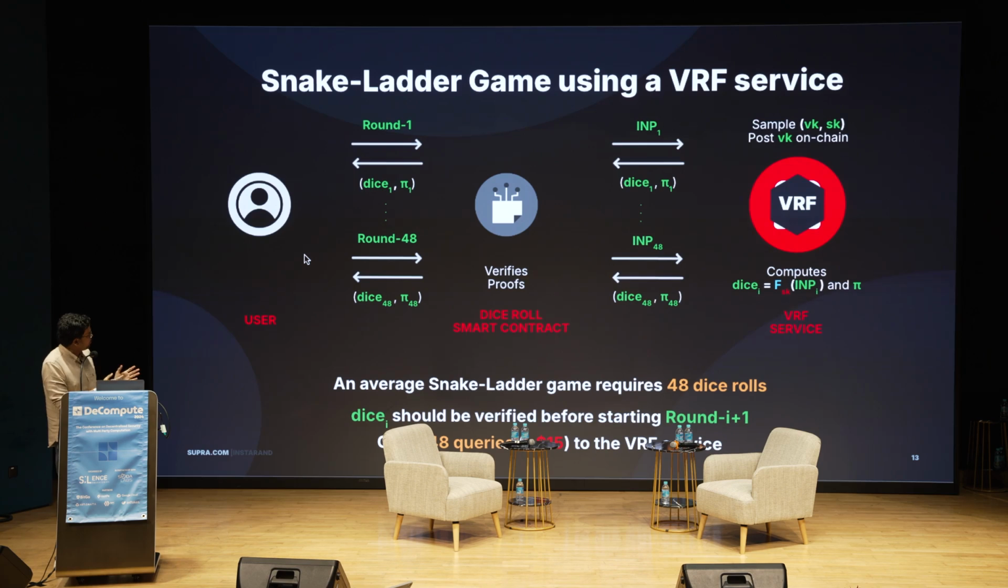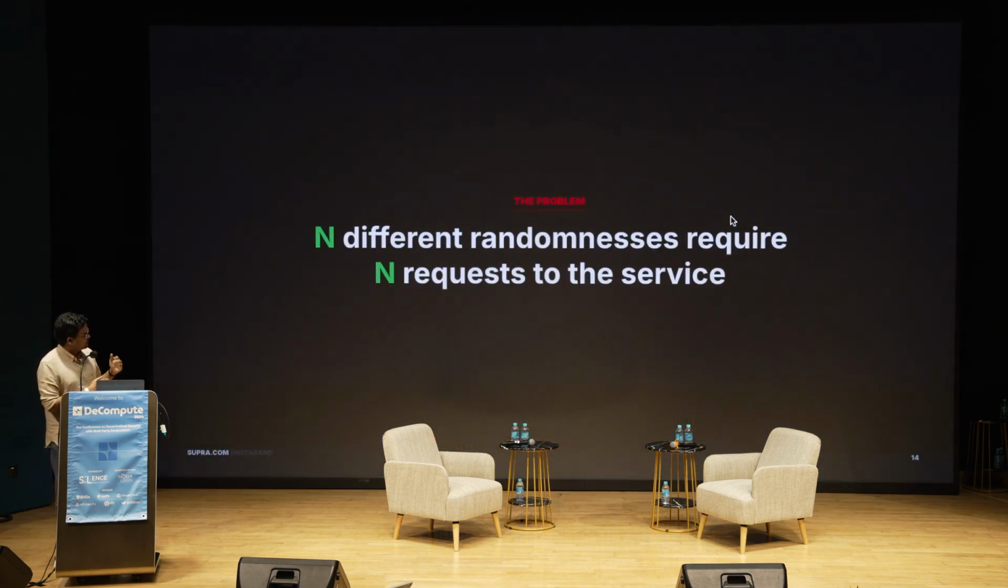So here, what do we want? We want that the user can generate the die value and verify it, and then go to the next round and again generate another die value and verify it. But we don't want to query the VRF service multiple times. So we want to amortize the cost of this. So the problem over here is n different randomness requirements require n requests to the VRF service.